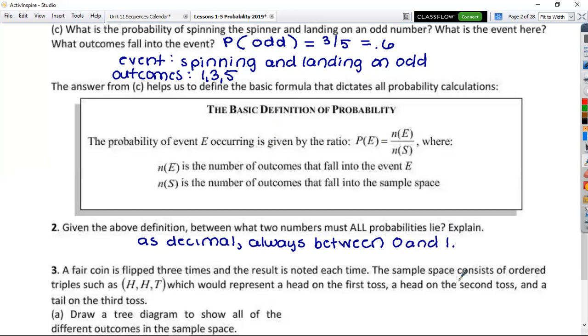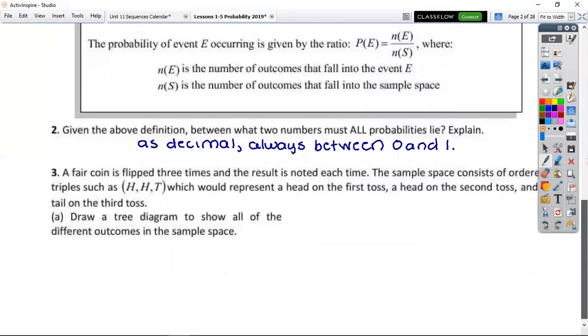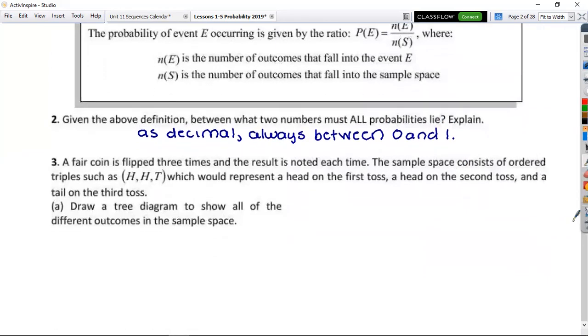All right, so next we're going to sketch out a tree diagram. A fair coin is flipped 3 times and the result is noted each time. Your sample space consists of ordered triples, which would represent head on the first toss, head on the second, and a tail on the third. So draw a tree diagram to show all the different outcomes in your sample space. If I flip a coin, the first thing that I can obtain is a heads or a tails.